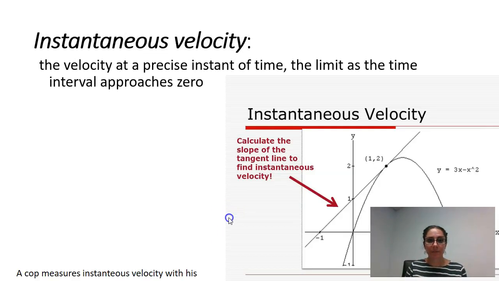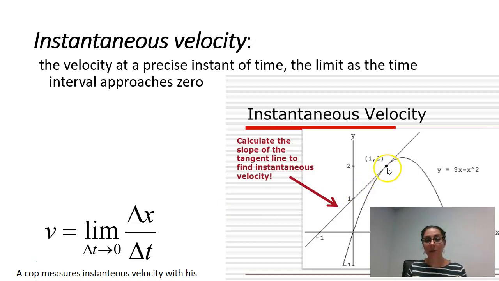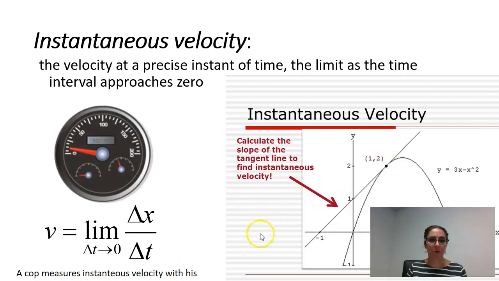Instantaneous velocity is basically taking the derivative at a point on a curve. You might have learned this already in calculus, but it's the velocity at a specific instant. When you look at your dashboard for your velocity, that's your instantaneous velocity. Another way I like to think about it is a cop. A cop will measure your instantaneous velocity. You may have been going 60 miles per hour, but in that one moment you're going 85 and they measured that. Again, that's instantaneous velocity.